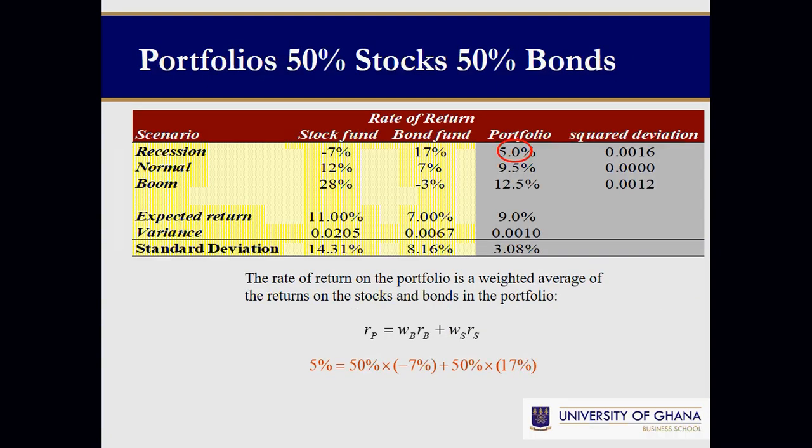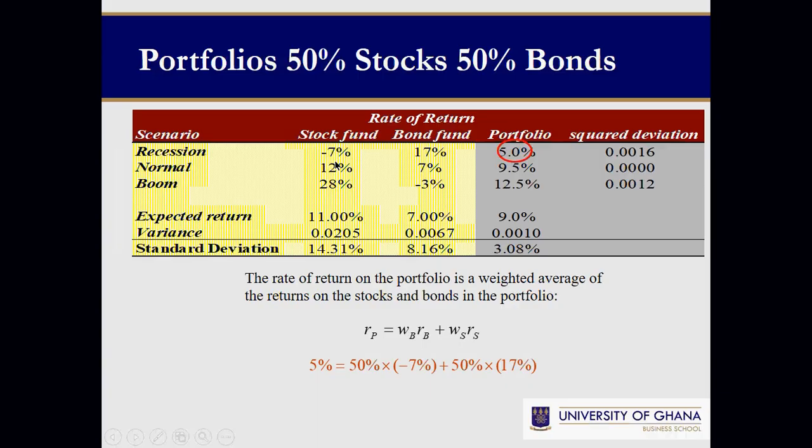Now we want to diversify by not investing all in stocks and all in bonds. We are going to distribute and save 50% in bonds and 50% in stocks. Let's see what happens to our portfolio. At the end of it all, we are seeing that our risk has been reduced to 3.08%, and our return is now 9.0%. You get it? So now let's see what caused that.